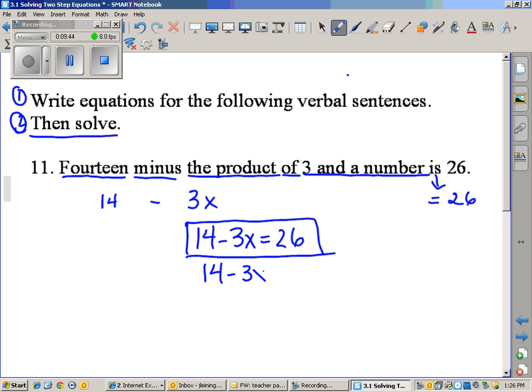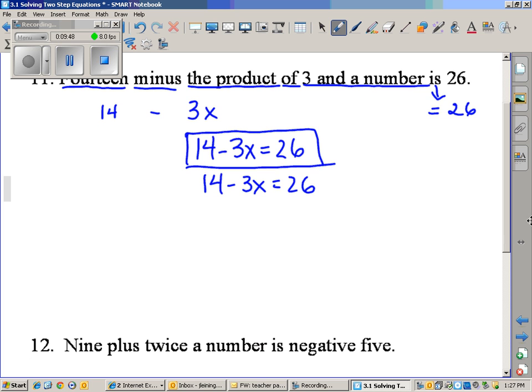I'm going to ask myself, are my like terms collected? Yep, they are. Now, do I have anything added or subtracted onto this negative 3x? Yeah, I've got this 14, and it's positive, so it's added onto there, so we're going to subtract 14 from both sides. Don't forget this negative. When you bring down what's left, negative 3x equals positive 12.